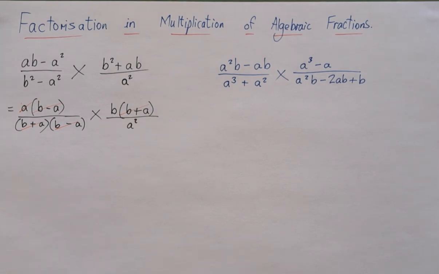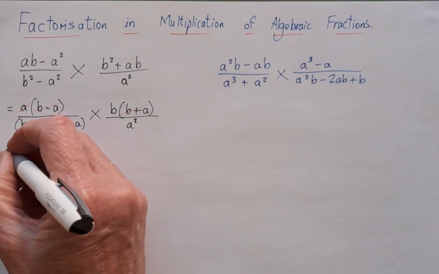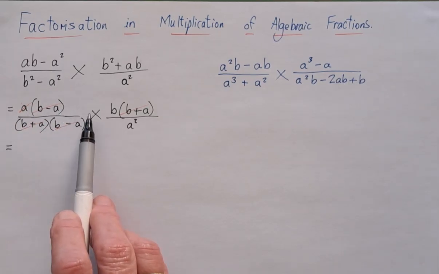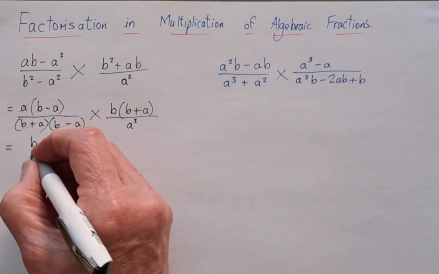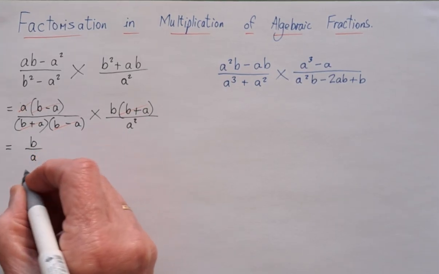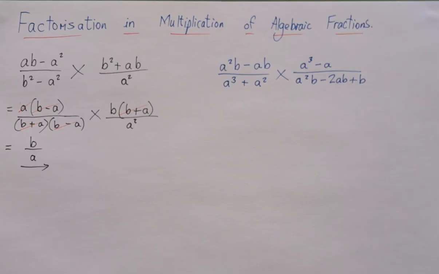So now my tidying up step is where I'm simply going to see what's left over in the numerator. Here I'm left with 1 times b, which is b. And here I'm only left with a. So my final answer is b over a.